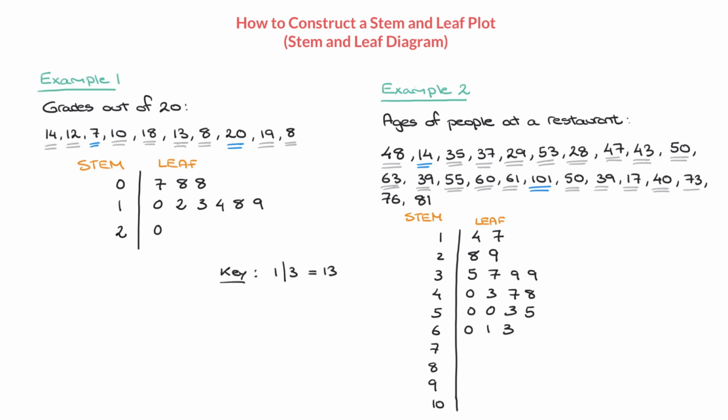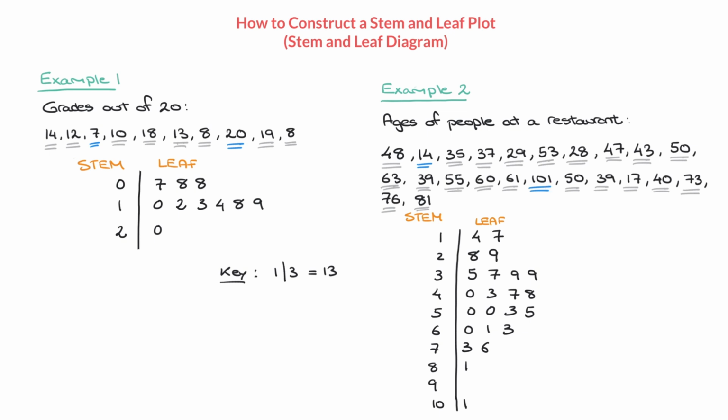Next we have 73 on the far end of the list here, so that's 7 tens and 3 ones, as well as 76 right here, which is 7 tens and 6 ones. Next we have this 81, which is 8 tens and 1 one. Notice that we don't have any 90s in this list, but I still created that row in my stem and leaf diagram. And of course we have the last or largest value in the list, which we had underlined in blue to begin with, and that was 101, which is made of 10 tens and 1 one. So I write a 1 in this column.